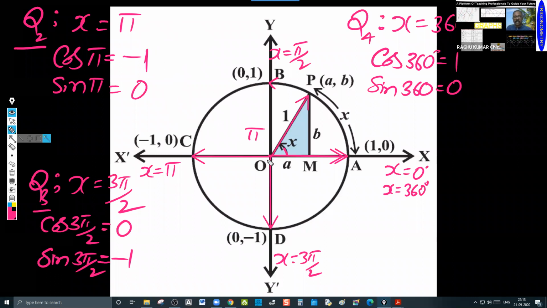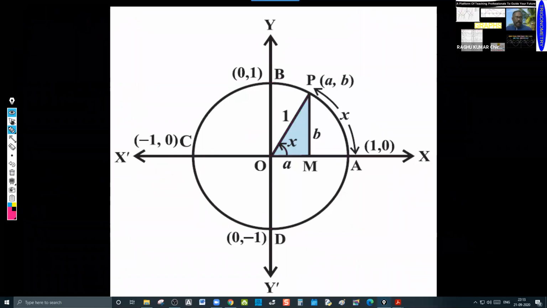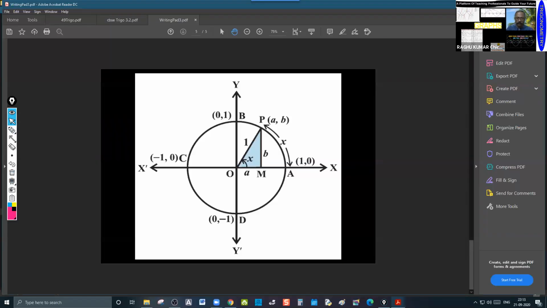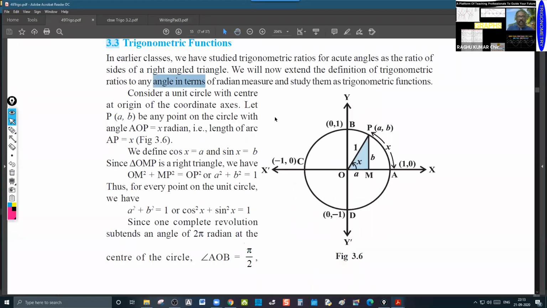Now we will see this from your textbook, and then we will move on to the next concept. I think it is clear for you. Yes, sir. I'm moving on from this now. Now let us see what is given here.